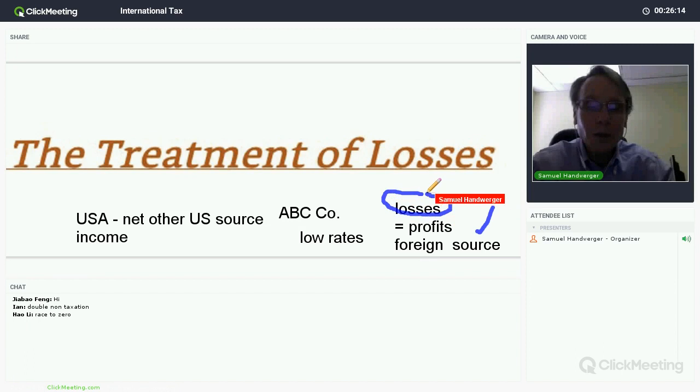So how can we do that? That's what I just want you to put in your heads. You don't have to have the answer, but think about: is that inequitable? That's why we raised the topic of the treatment of losses. What should we do with these?